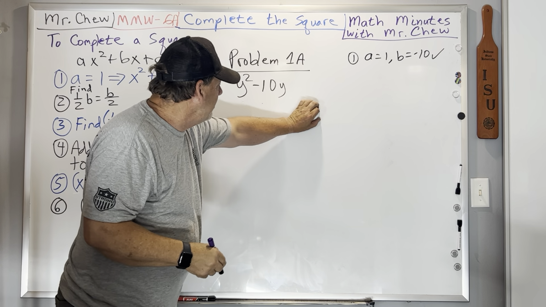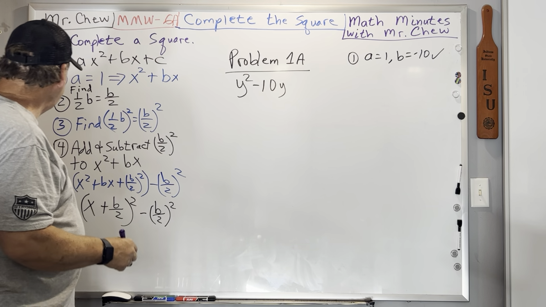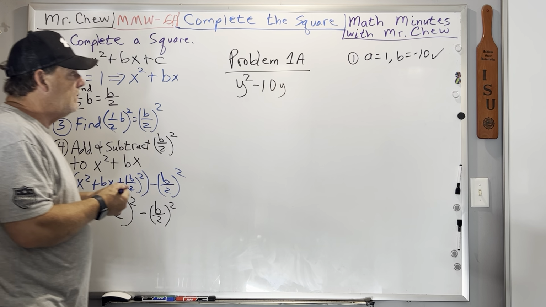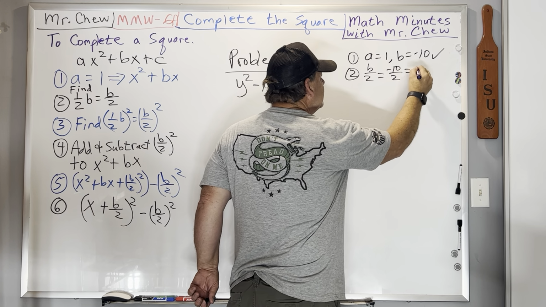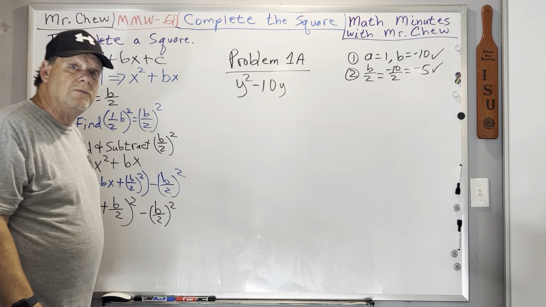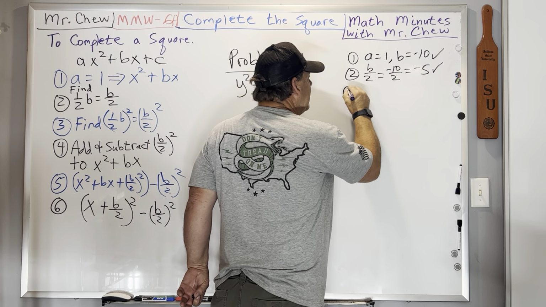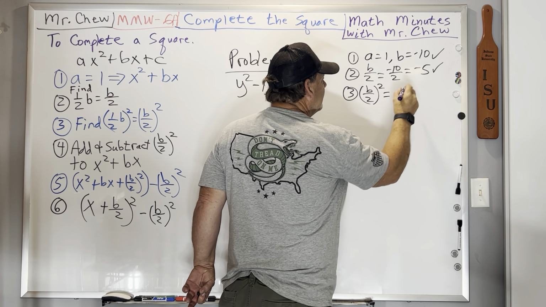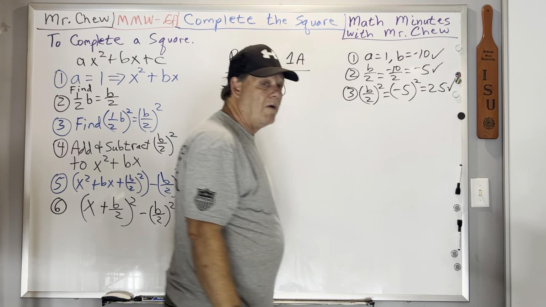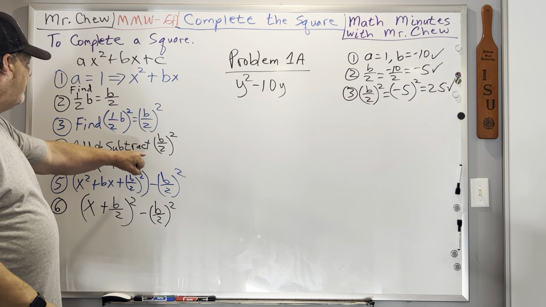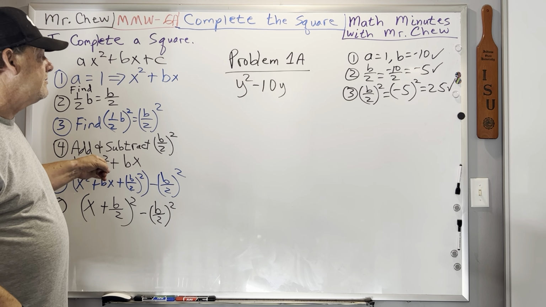Let's get rid of the standard form here, and let's start doing steps 2, 3, 4, 5, 6, and then we'd be done. Step 2 says find 1/2 of b, or b over 2. So over here, b over 2 equals -10 over 2, which is -5. I'm done with step 2. Step 3 says square that. Find b over 2 squared. So that's -5 squared, which is 25. I'm already 3 steps in now. Step 4: add or subtract that number I just found on step 3 to my original, and it's not x squared plus bx, it's going to be y squared plus by.